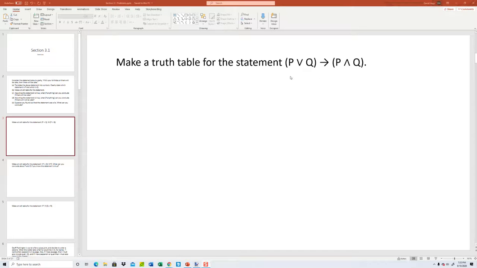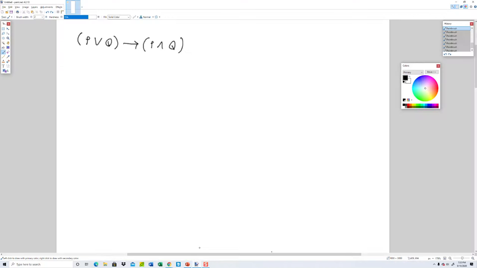Okay, we want to make a truth table for the following implication. So let's go ahead and write down the problem, and then we'll build it as we go along. Okay, so here's our problem. Well, I need two columns first, and I'm going to do this with zeros and ones.